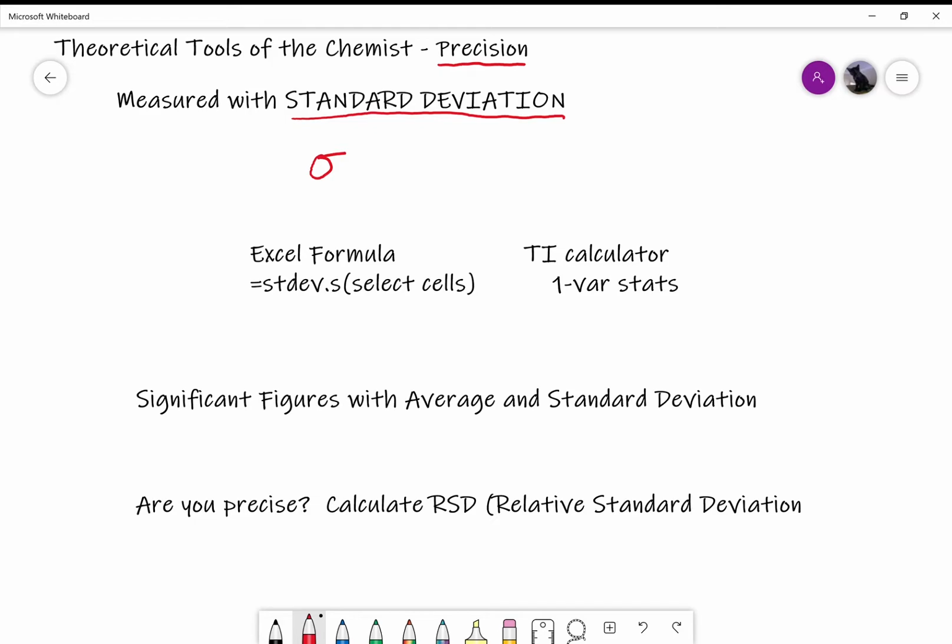sigma, is equal to the square root of the sum of the individual trials minus the average trial squared. So you take the individual trials, you subtract it from the average trial, and then you take all that, you square it, and then you add it all up. And then we divide by the number of trials minus 1. So this is a really big, chunky formula.